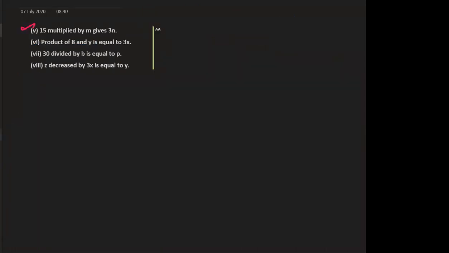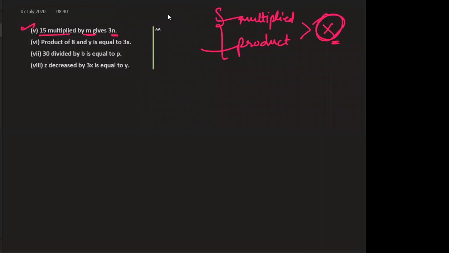Now, statement fifth. 15 multiplied by m gives 3n. Now, students, multiplied or product, both meaning multiply, okay? Into, which you says into. So whether the question says multiply or the question says product, you have to use the sign of multiply. Okay. So 15 multiplied by m gives 3n.